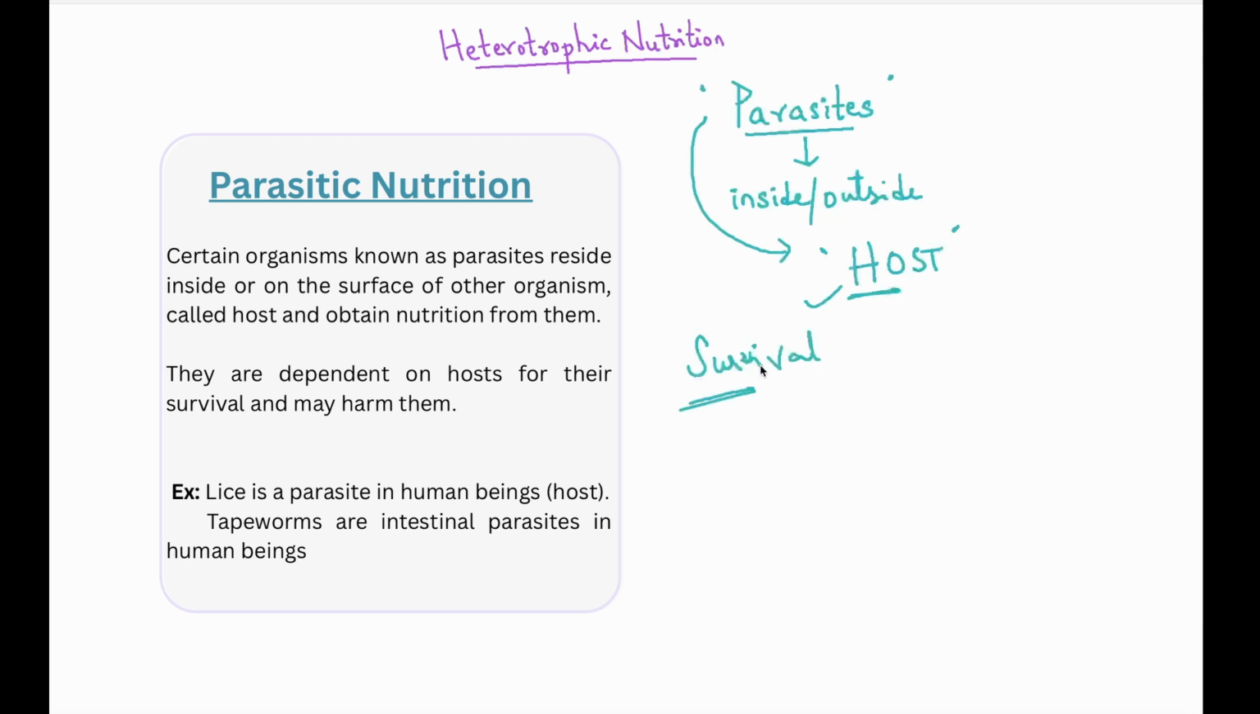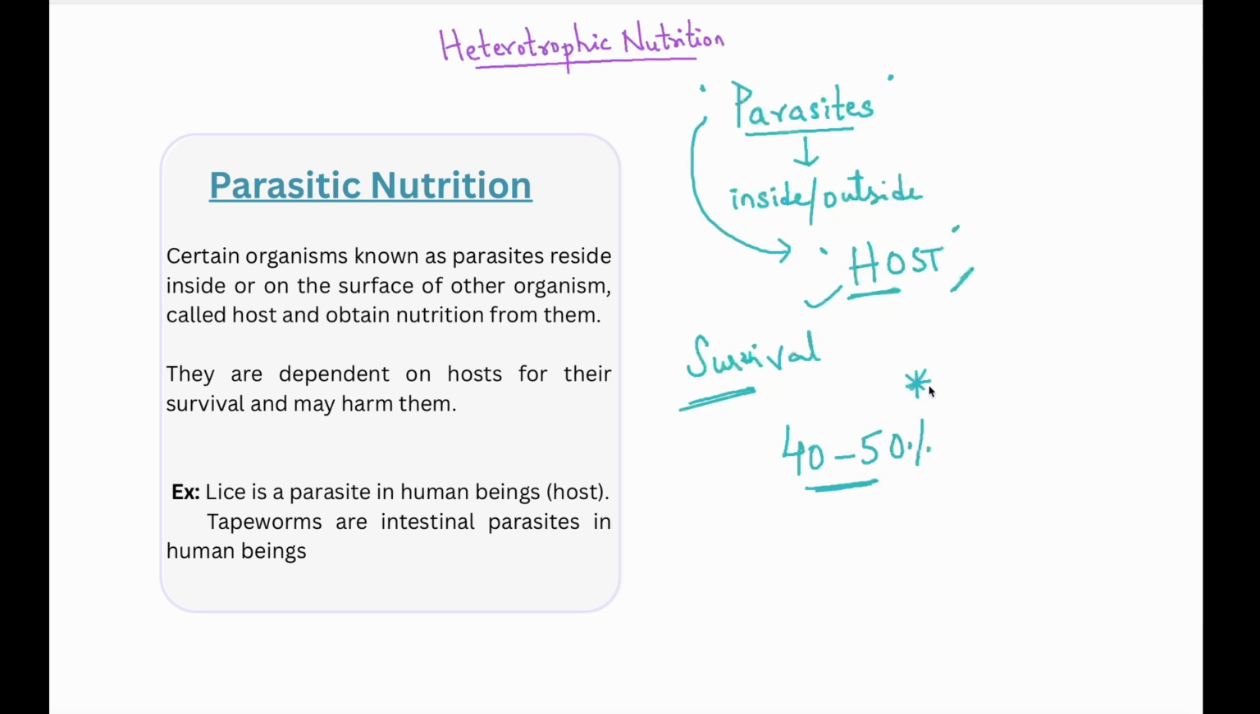So the host is very important for their survival, and in some cases the host may also be harmed by the parasite. Plants and animals can both act as hosts. So the parasites can either derive nourishment from a plant or an animal host. It is estimated that roughly 40 to 50% of all the animal species on this earth are actually parasites. So we have at least 50% of the population that is actually existing as parasites.